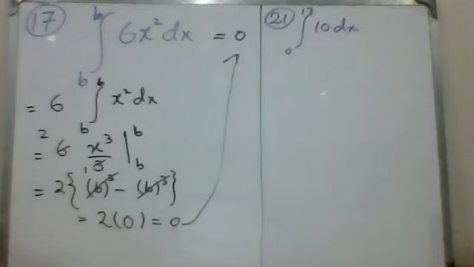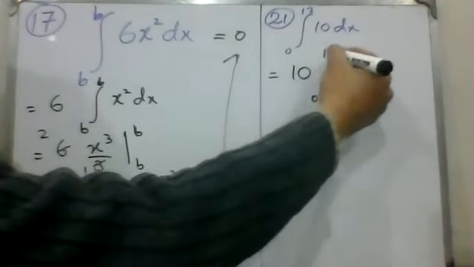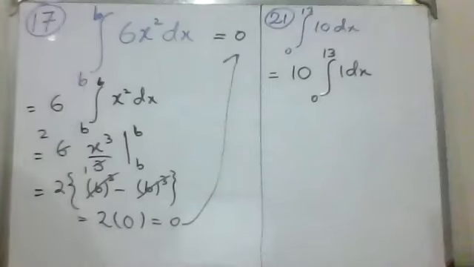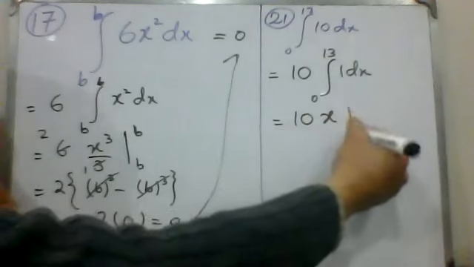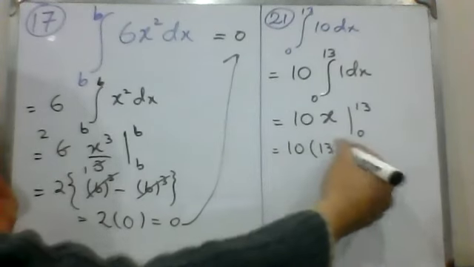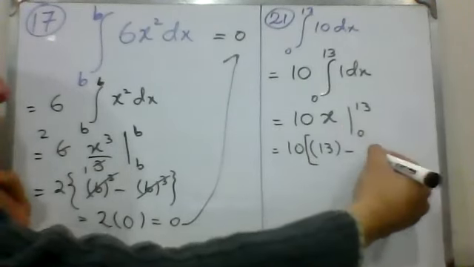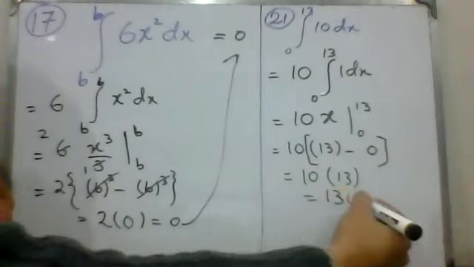Sir, we will keep this constant outside first. Yes, very good. So the constant is outside, so 10 times the integral from 0 to 13 of 1 dx. Now next, tell me. Sir, I don't know further. Integral of 1 is what? It is x. So we can write 10 times the integral of 1 is x, and the limit is 0 to 13. Now first we put x as 13, then we put x as 0. So that is 10 into 13, we get 130.